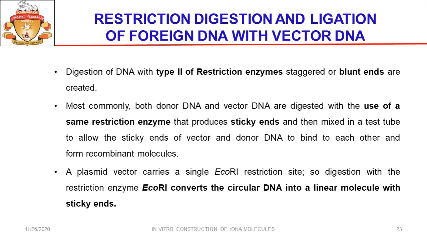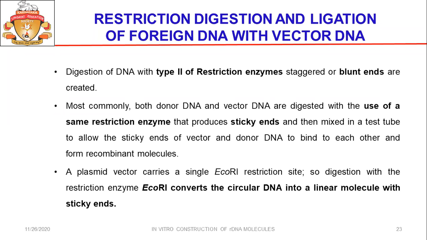Both the donor DNA, that is our gene of interest, and vector DNA, that is plasmids, are digested with the same restriction enzyme that produces sticky ends. Now these are mixed in a test tube to allow the sticky ends of vector and donor DNA to bind to each other to form recombinant DNA molecules. So we want both of them to join. For that, we're going to use DNA ligase.